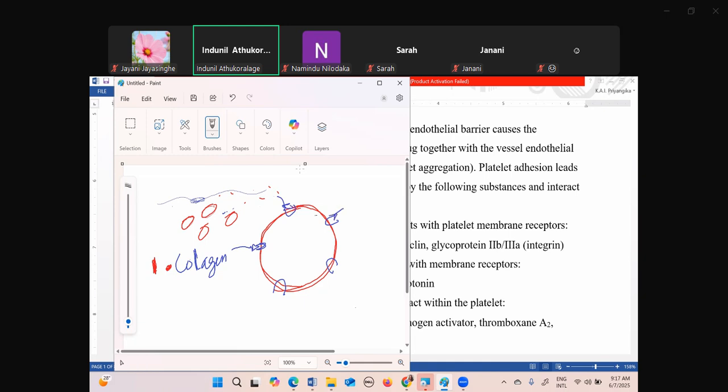And there's another type which are produced inside the platelet, right? But they will also interact with the membrane receptors. They are produced and they come outside, and then they will interact with the receptors, right? So can you give an example for that?